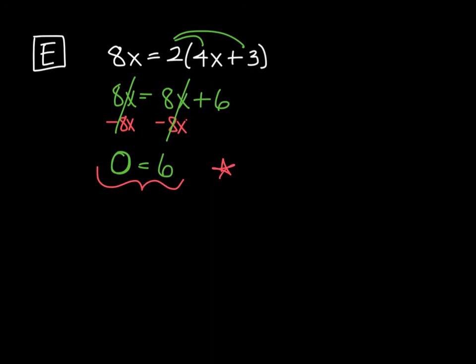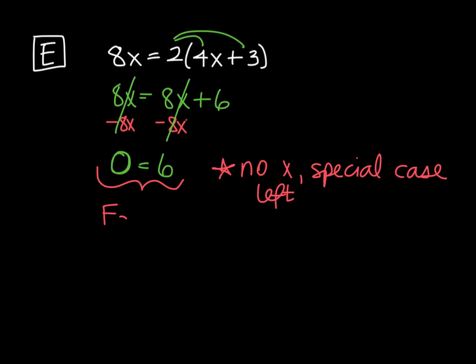So the two notes that I would maybe take before we even answer that is because there is no x, this is going to be a special case, because there's no x left in the equation. And then we want to ask ourselves, does 0 equal 6? No, 0 never equals 6. So because this is a false statement, because this is false, what we're going to write as our answer is that there is no solution.